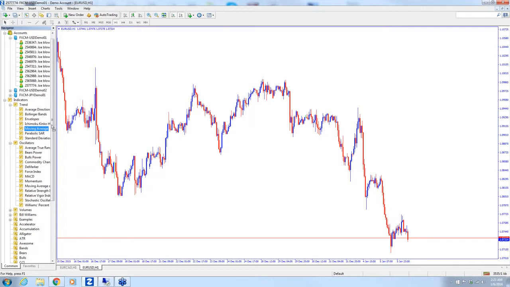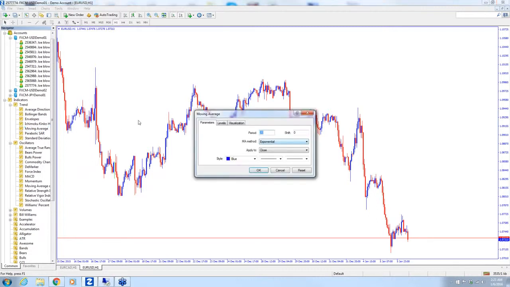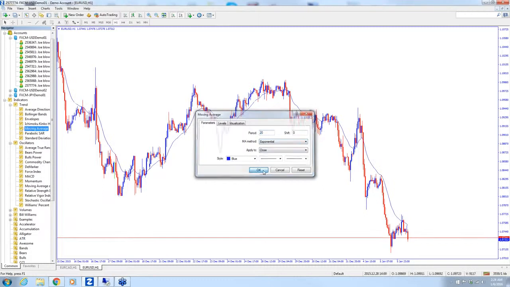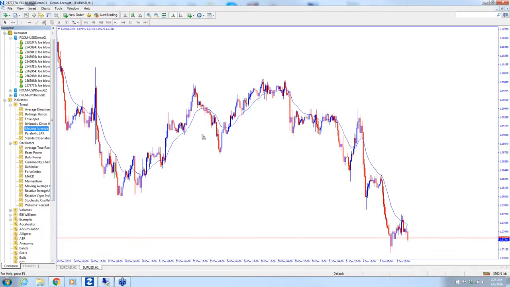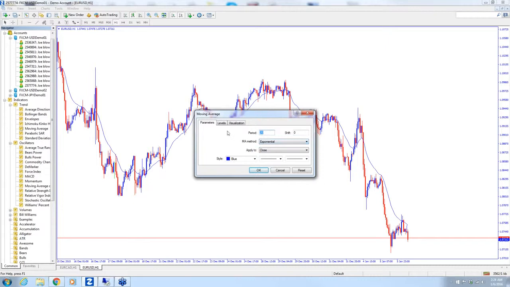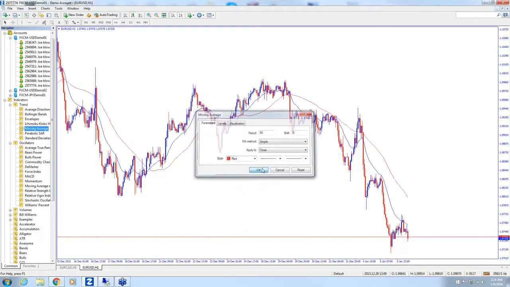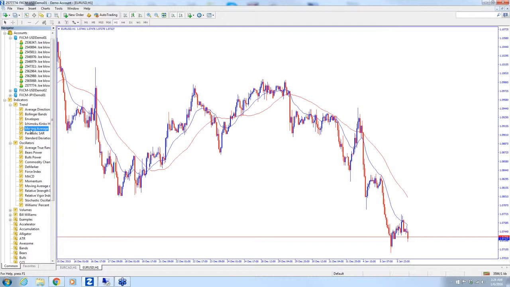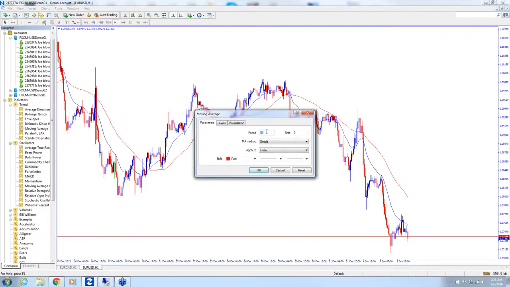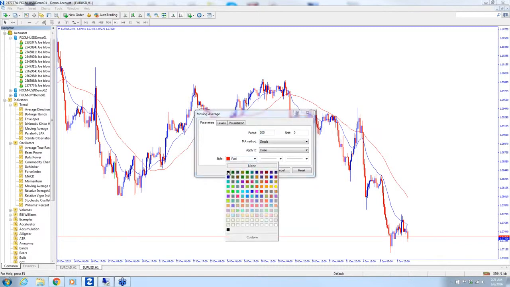Hold the left button and drag it over. And you're going to see this. I like to do a 20 period exponential. So I'll put that there. I also like to do a 50 period, and I'm recording this, guys, so don't worry about it. It's already on record. A 50 period simple. I would use a little bit of red. And then I like to do a 200 period simple. And we'll do another color.